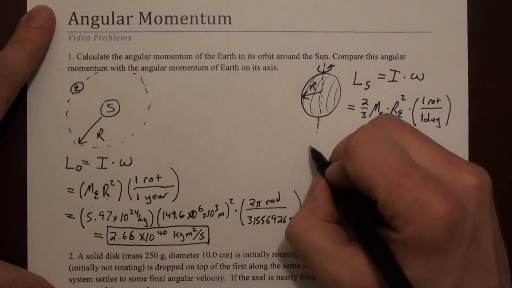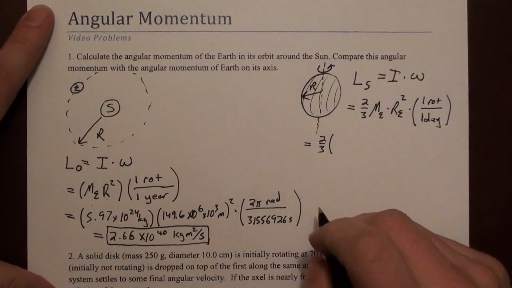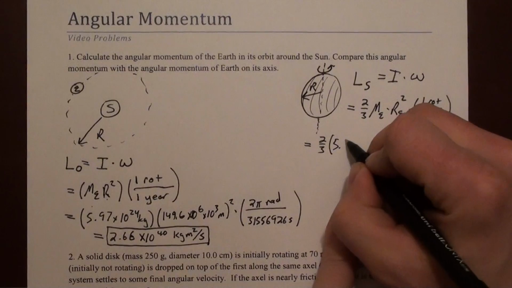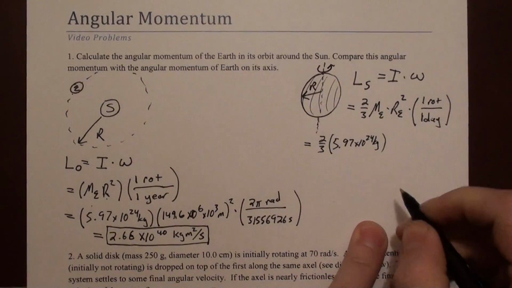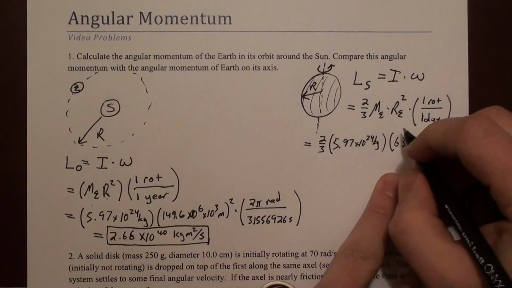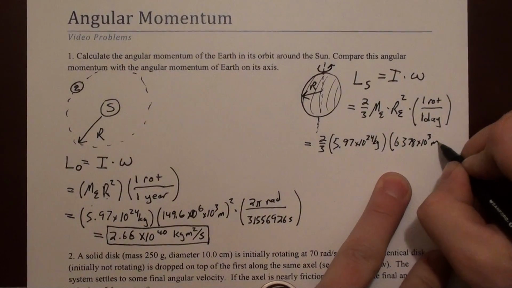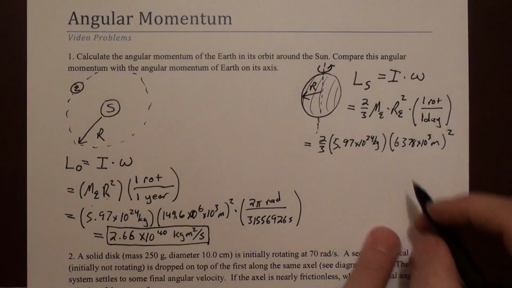Okay, so now we can plug some numbers into this. The mass of the Earth is actually the same as what we had before. It was 5.97 times 10 to the 24. The average radius of the Earth is 6,378 kilometers, so that's times 10 to the 3, squared to make it a moment of inertia.